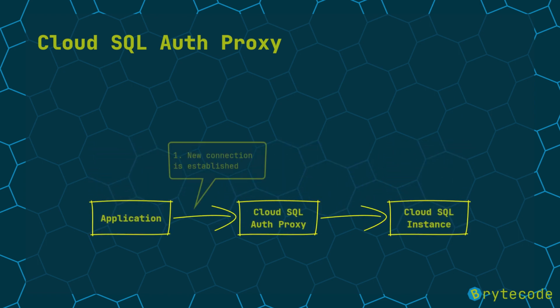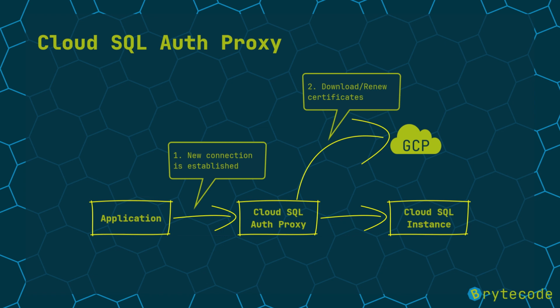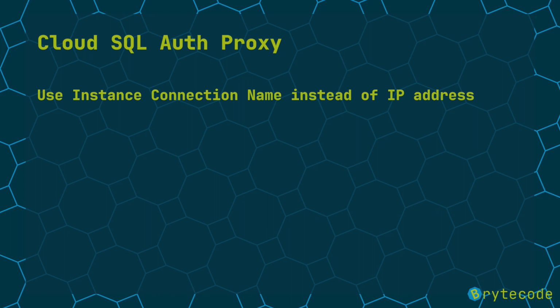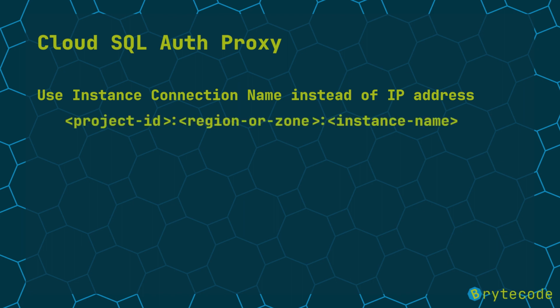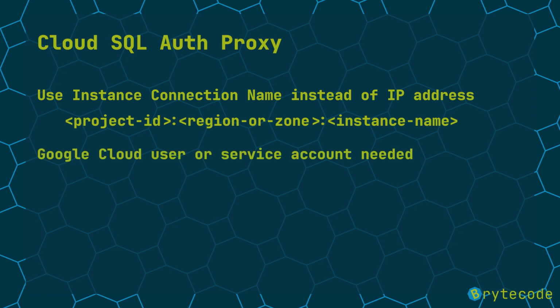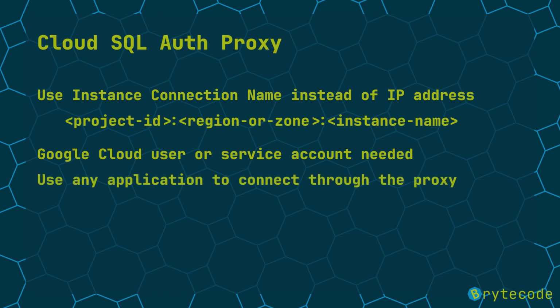First of all, when a new connection is opened, the proxy will automatically download or renew the local certificates. Instead of remembering the IP address of your instance, you use the more easy to remember and descriptive connection name attribute, which consists of the project ID, instance name, and the zone or region in which the instance was created. Rather than verifying that traffic comes from the correct IP, the proxy uses a Google Cloud principal, which is a user or a service account, to authenticate before opening a connection. Finally, you can use any application to connect through the proxy to your Cloud SQL instance, as long as your application works with your standard database connection protocol.